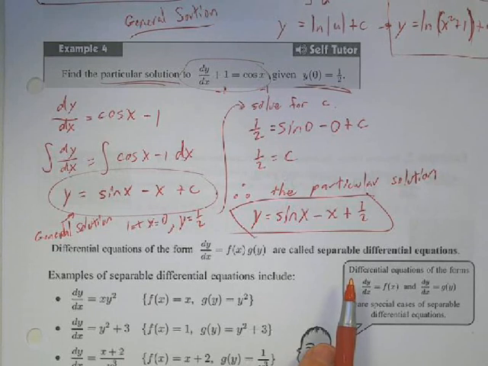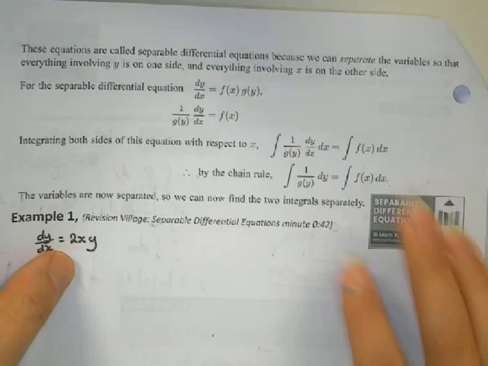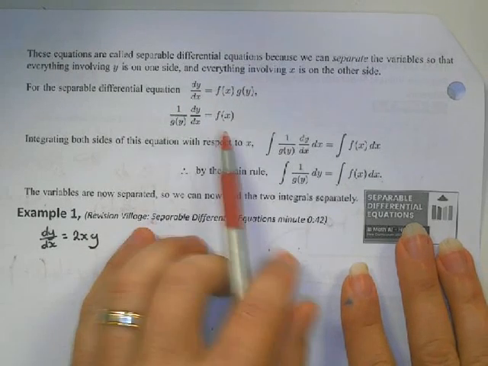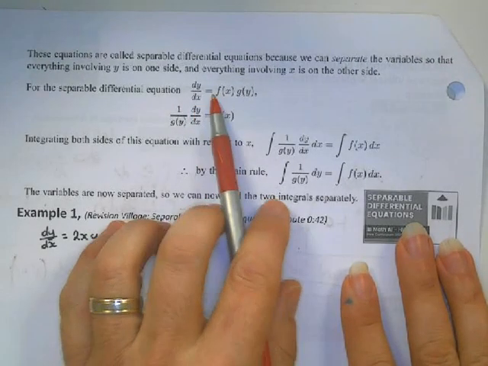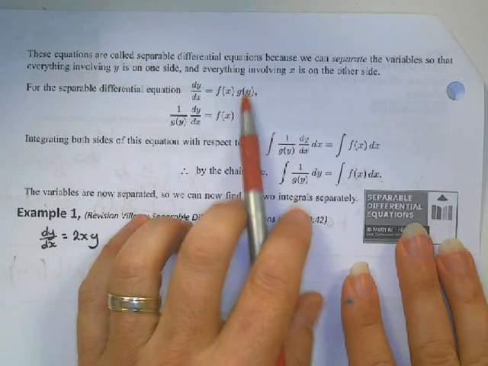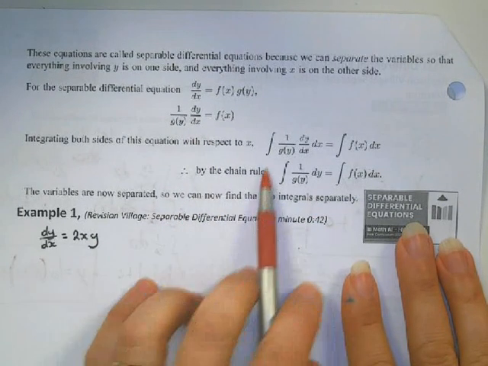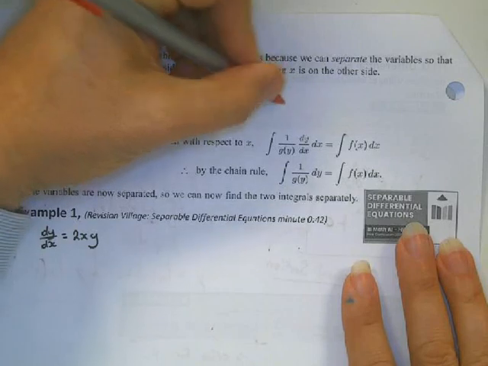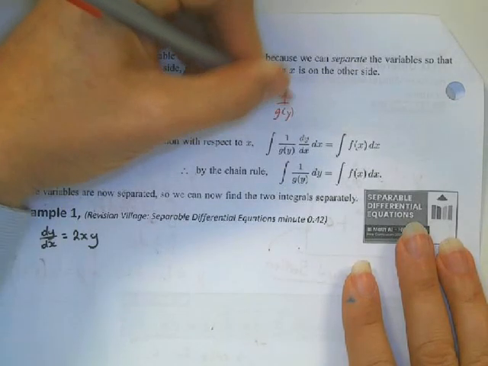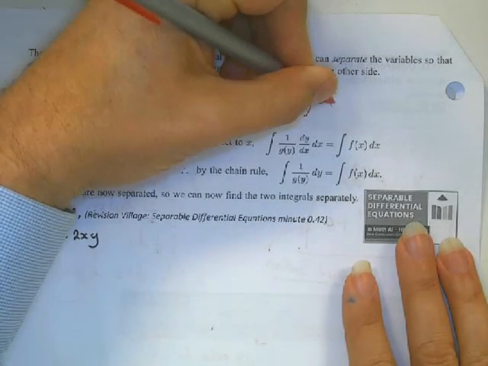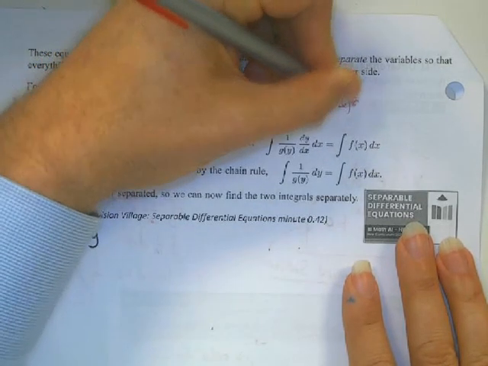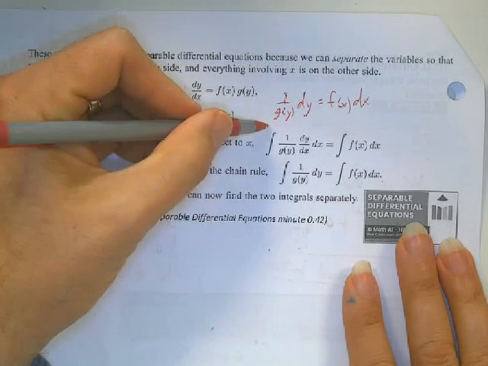Okay, so we're talking about separable differential equations. So here we go. Basically what they're saying is if I have dy/dx equals this, we can bring the g of y to one side, and we can bring the dx to the other. So then I end up with 1 over g of y dy equals f of x dx. And then we take the integral of both sides, just like we've done here.